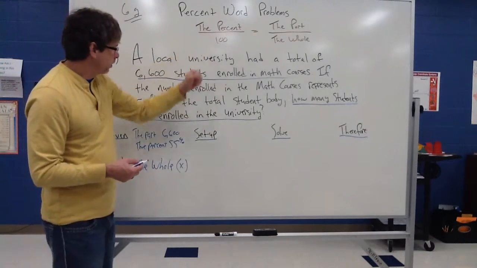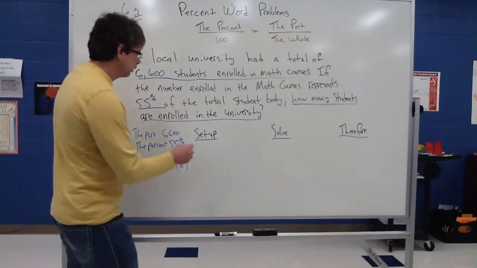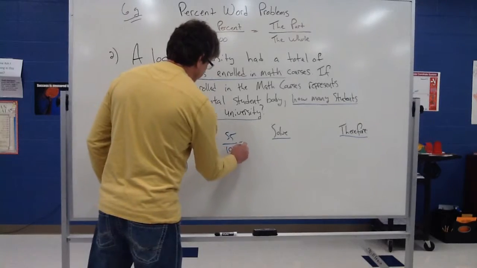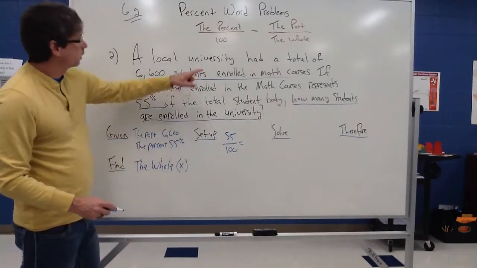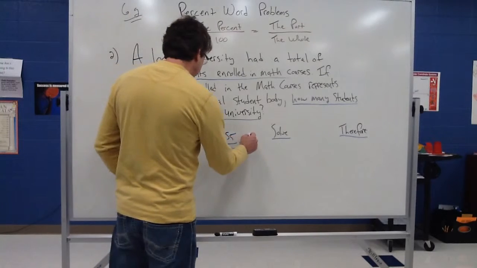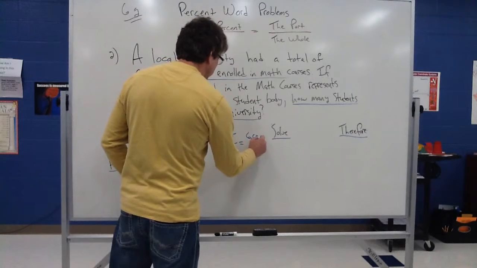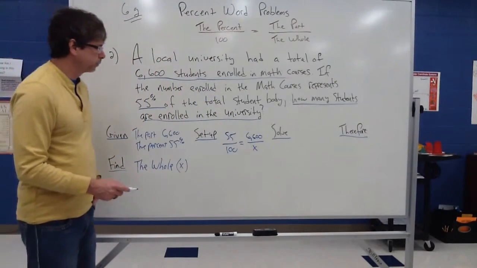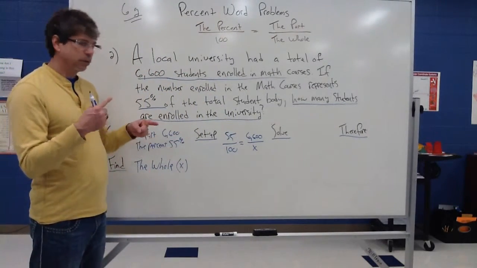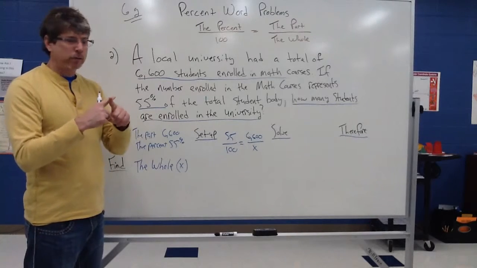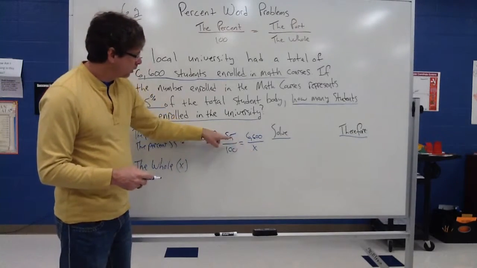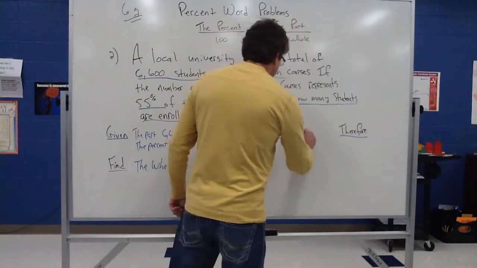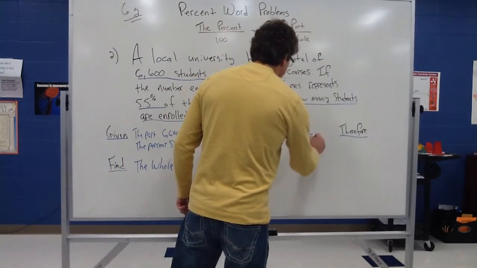Now we're going to use this setup. So the percent goes over 100. So I have 55 over 100. The part is in the top, so 6,600 goes in the top. And we don't know what the whole is this time. So when we solve this, we are allowed again to cross multiply. So again, I like the diagonal that has the 55 and the x there. I'll put that first. So 55x.